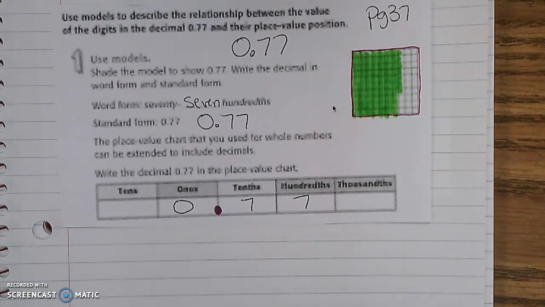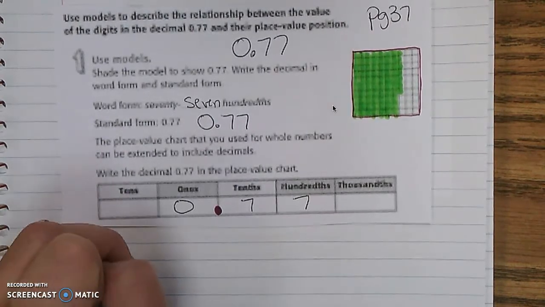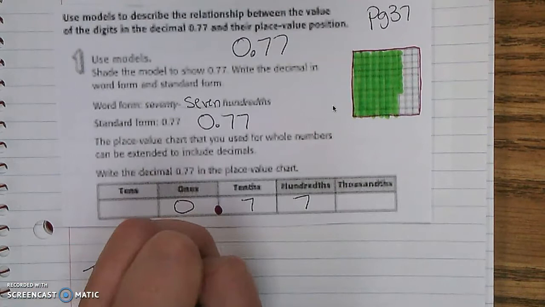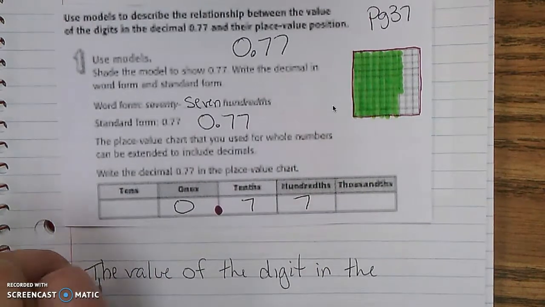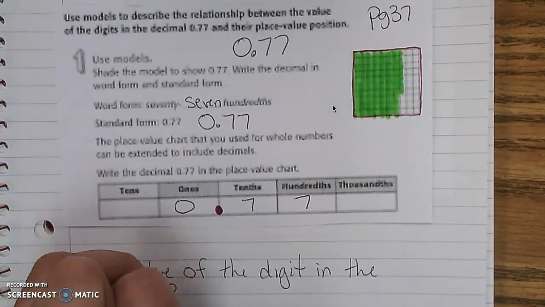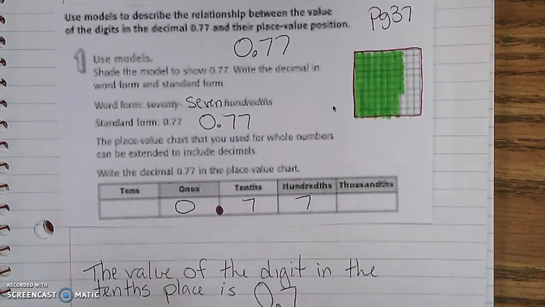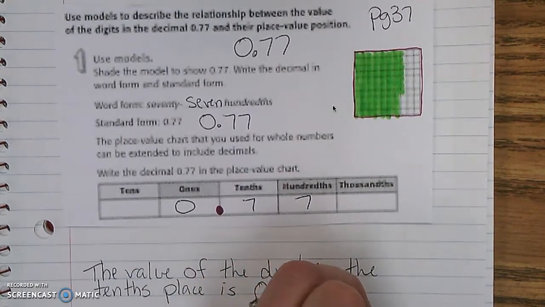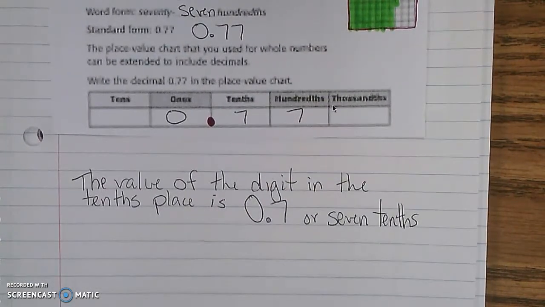So it is important to know that the value of the digit, in this case, the value of the digit in the tenths place is 7 tenths, or 7/10. So that's important to know. And the value of the digit in the hundredths place is 7 hundredths, or 7/100 if I could write it in standard form or in word form.